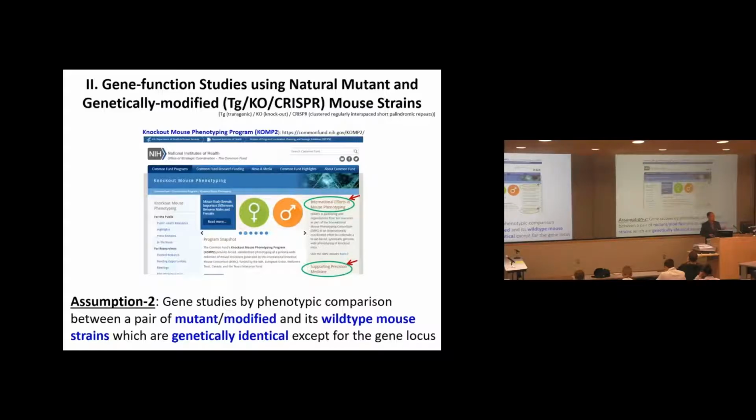So here's the assumption for these gene function studies using mouse strains. That is, gene studies by phenotypic comparison between a pair of mutant or modified and its wild-type mouse strains, which are genetically identical. It is very important. They claim genetically identical, except for the gene locus. So I'd like to discuss whether this assumption is sound or strong enough to support all those mutant and knockout mouse studies.